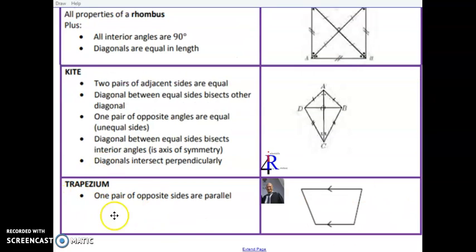The last shape on our list is the trapezium. There's only one property that a trapezium has: one pair of opposite sides are parallel to each other.